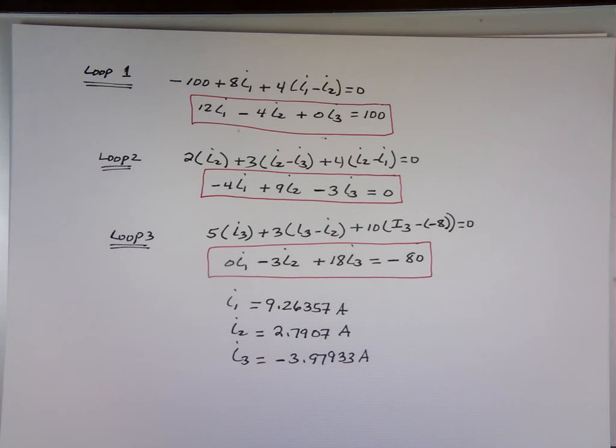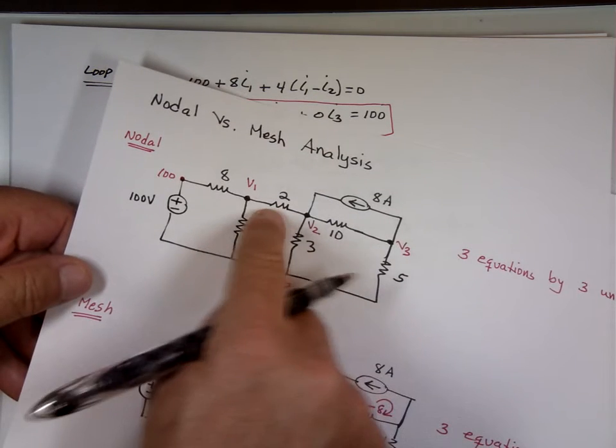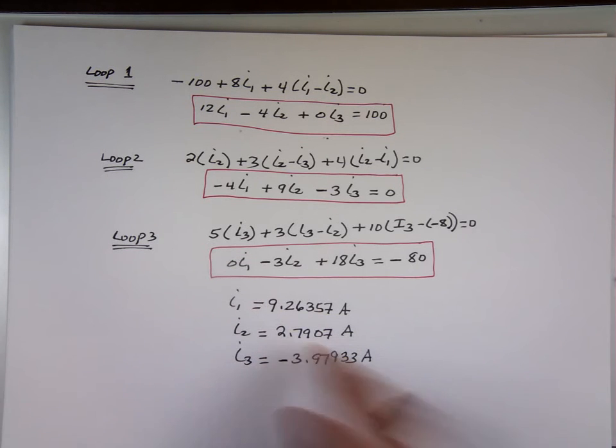The question actually for this was find what is I sub 2 or I sub x, and they define I sub x as the current going through that. So that's the 2.79.